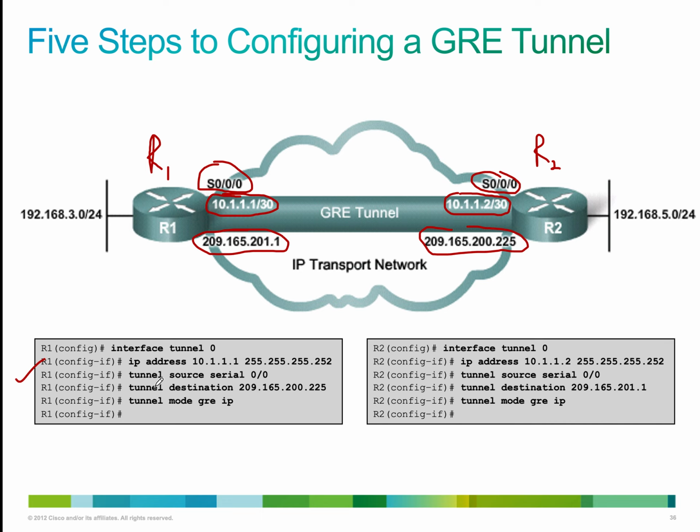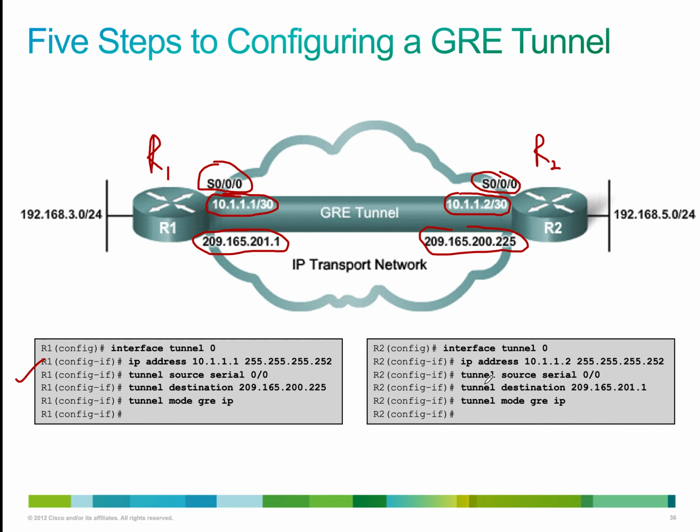And then you put the tunnel source, serial 0/0. And then you put the tunnel destination address. The destination address is 209.165.200.225. This is the destination for this router. This is the source, this is the destination. So you put the destination address where it's going to go. Then the tunnel mode GRE IP, you type it.